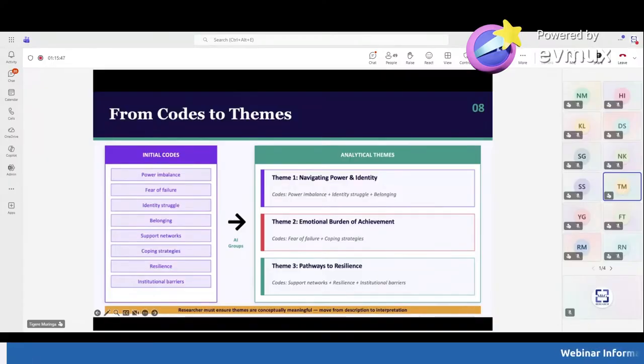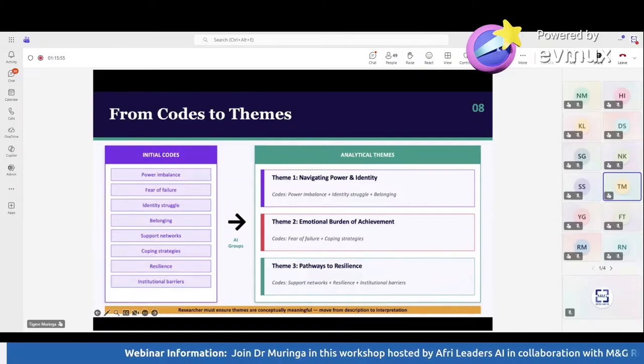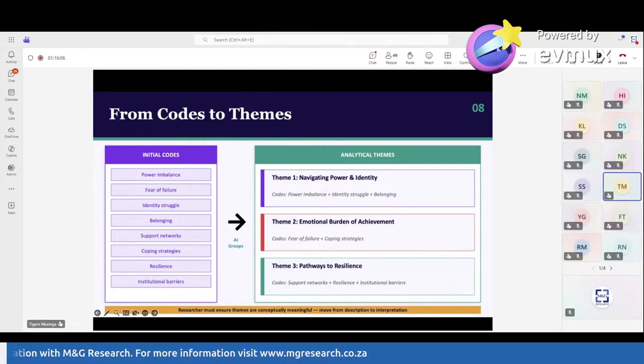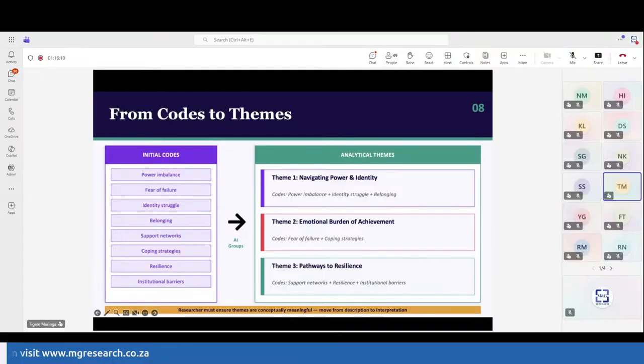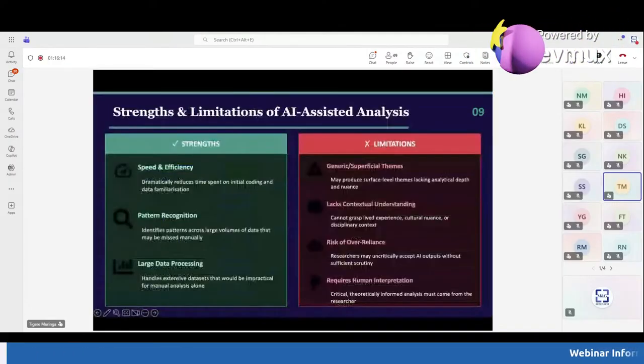You wouldn't produce the best outcome of a thematic analysis chapter if you are not familiar with the different stages of conducting a traditional thematic analysis approach. What you want to do is the manual aspect of it, right? But the knowledge and know-how, you still need to know those. So researchers must ensure that the themes are conceptually meaningful and move from descriptive to interpretive, right?